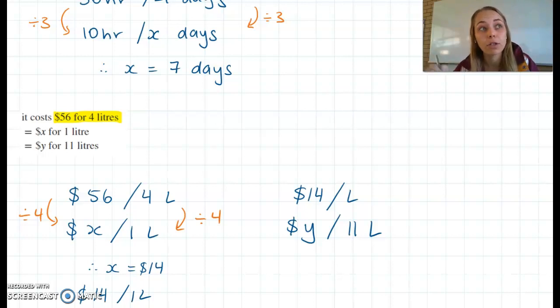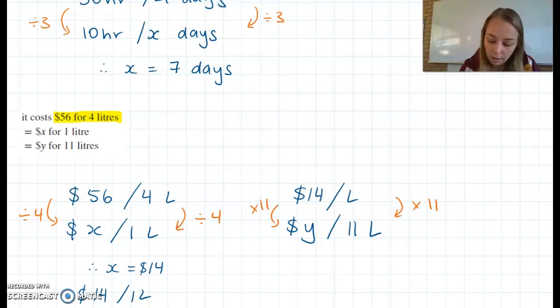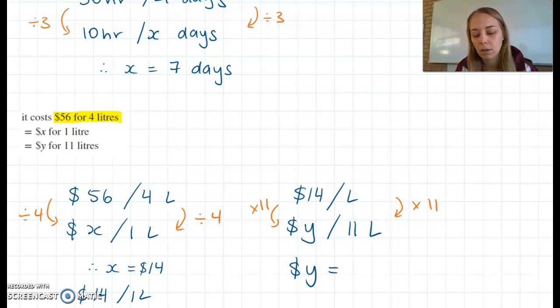Again, we're trying to change the right-hand side because that's our two knowns. So 1 liter to 11 liters is just going to be times by 11, which means we need to times the other side by 11, and we get 14 times 11, which I believe is 154, but I will just double check. Yep, it is $154 per 11 liters.